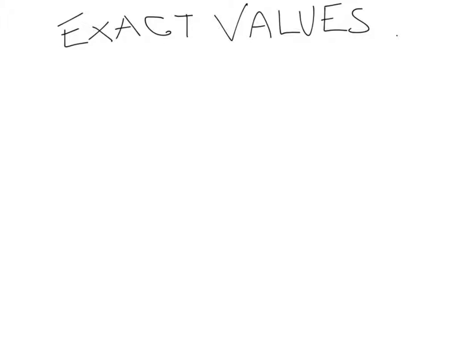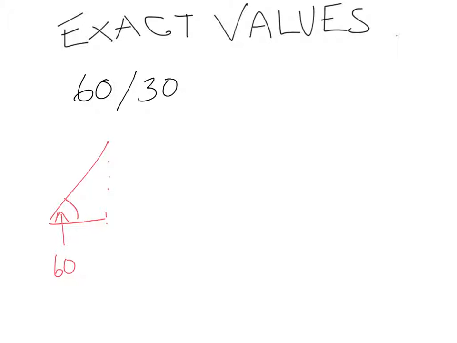So let's have a look at 60 and 30. If I look at 60 or 30, it comes from half of an equilateral triangle. So if I was going to draw that, this is my equilateral triangle cut in half. The bottom angle here, of course, is going to be 60 degrees, and the top one, because it's halved from my equilateral triangle, is going to be 30.